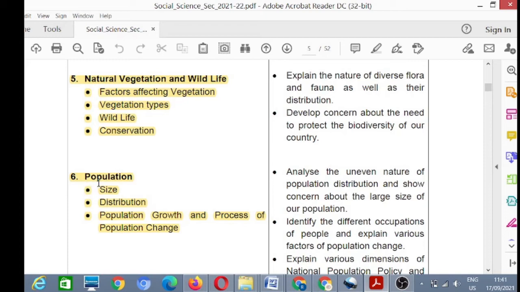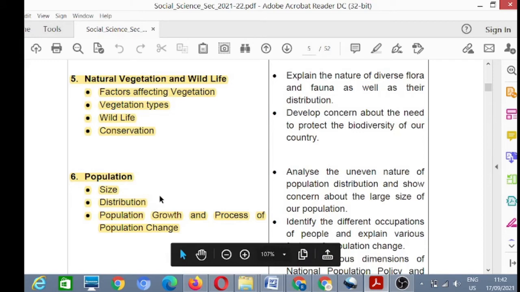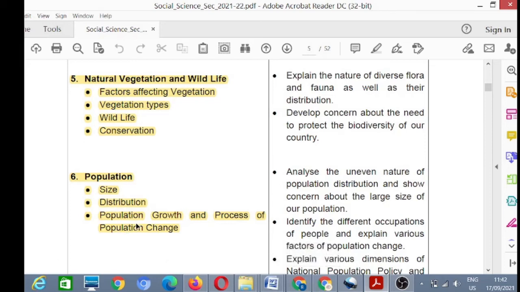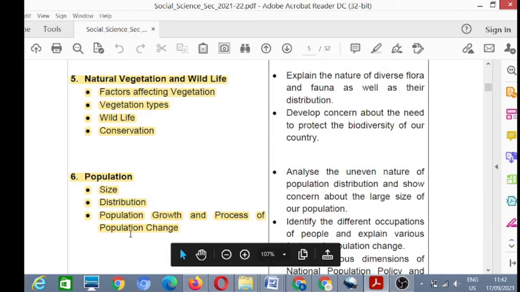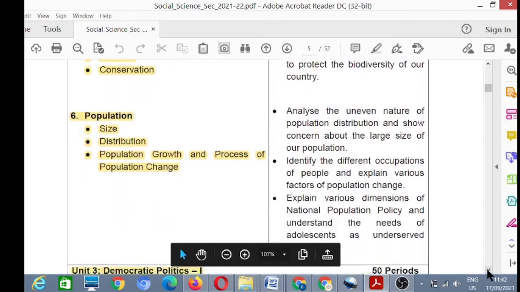Then the next chapter is related to the population of India. We know that India is the second largest country in the world by population. So size, then distribution of population, then population growth and the process of population change. What is the growth rate of population and the process of population change?